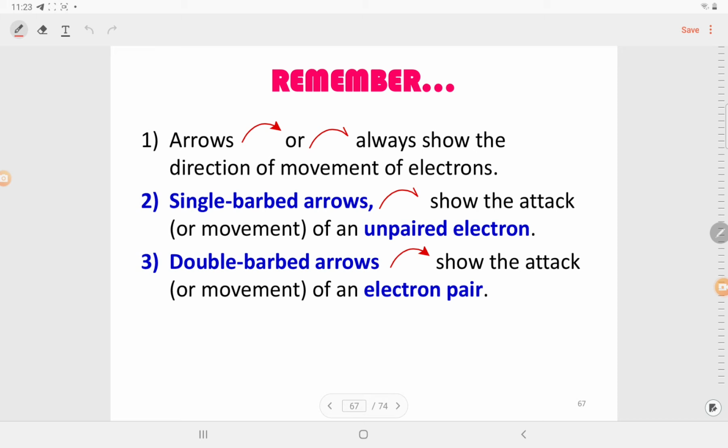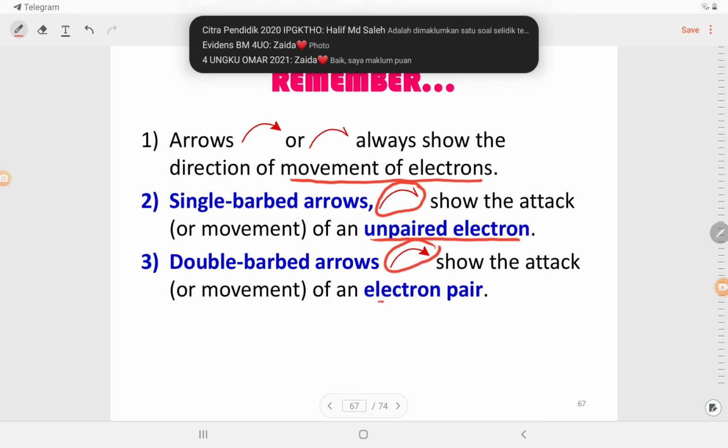So remember, inside the mechanism, you must use the specific arrow. You must show the movement of the electron by using the arrow. According to free radical substitution, you must use a half-headed arrow because we transfer an unpaired electron. If it is a double-headed arrow, we use a pair of electrons together.